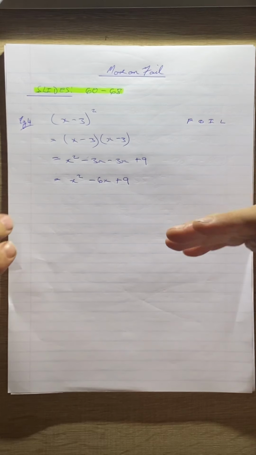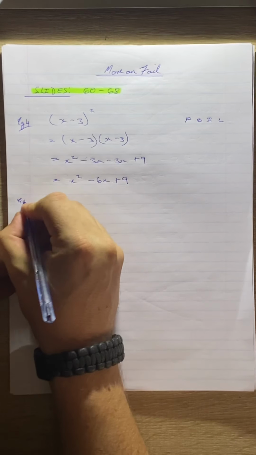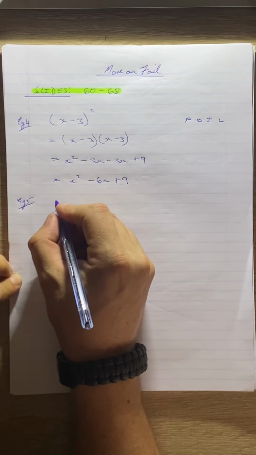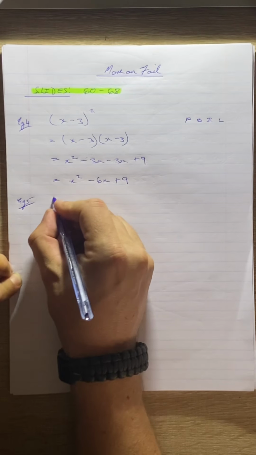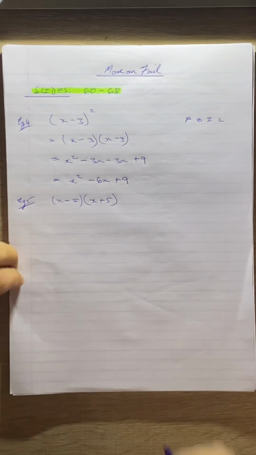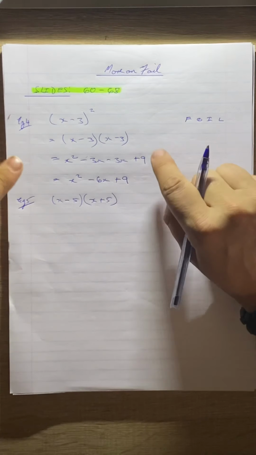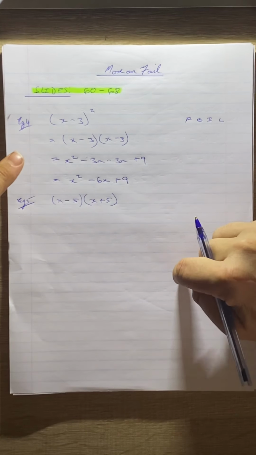Now, what they're talking about now is short methods of doing this. So if we have a look at example 5, we need to simplify this: (x minus 5)(x plus 5). Now, what I'm going to do is the original way first, and then I'll show you the quick way over here.